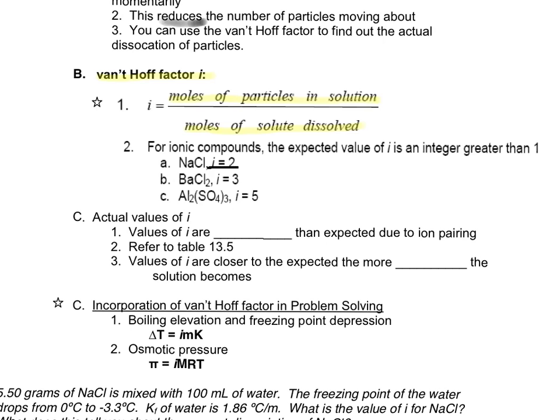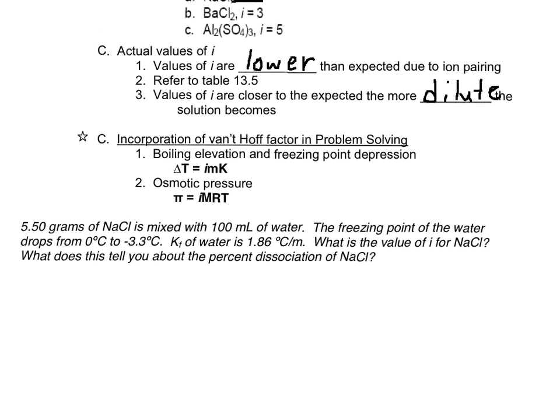However, because the ions are constantly moving around and sometimes interact with each other, and sometimes they attract each other so that they are less likely to actually affect the water particles, the values for i are almost always lower than expected due to ion pairing. And the more they run into each other, the lower and lower it gets. So that means the values for i get closer to the expected number when you have really, really dilute solutions. But when you have super concentrated solutions, they run into each other more often, and the values for i become less and less correct.